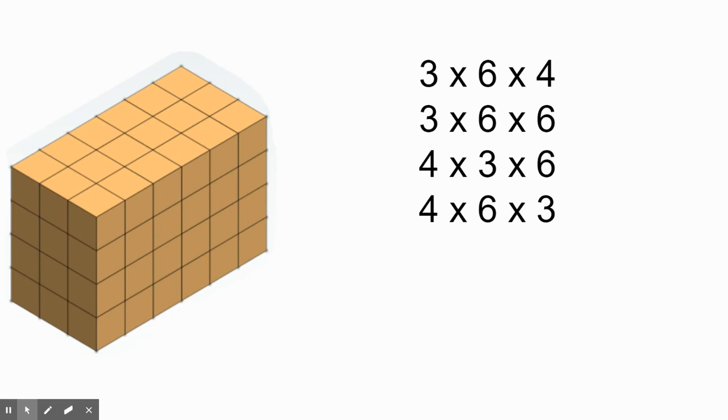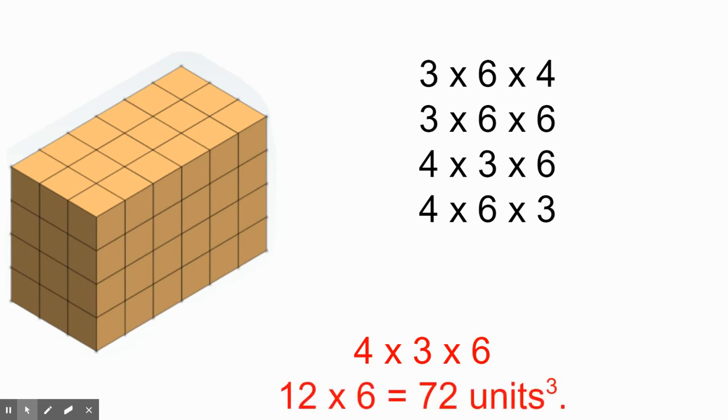The easiest one for me personally would be 4 times 3 times 6. Because, and I'm not saying this is the only way to think about it, I'm just talking about me personally. For me, I like this one because 4 times 3 is a math fact that is easy to me. 4 times 3 is 12. And 12 times 6, I know my 12s, so 12 times 6 is 72. So the total volume of this prism is 72 cubic units.